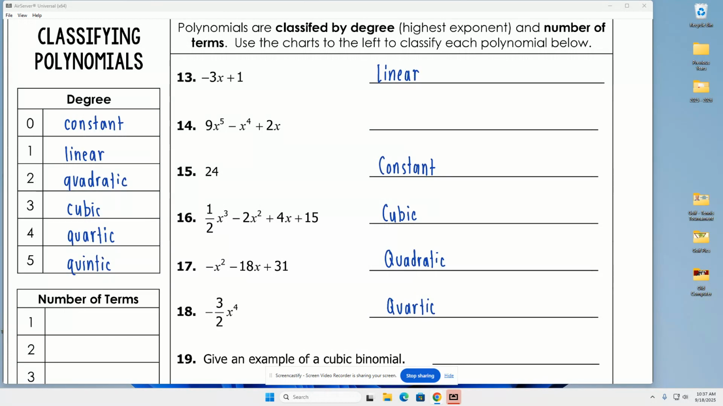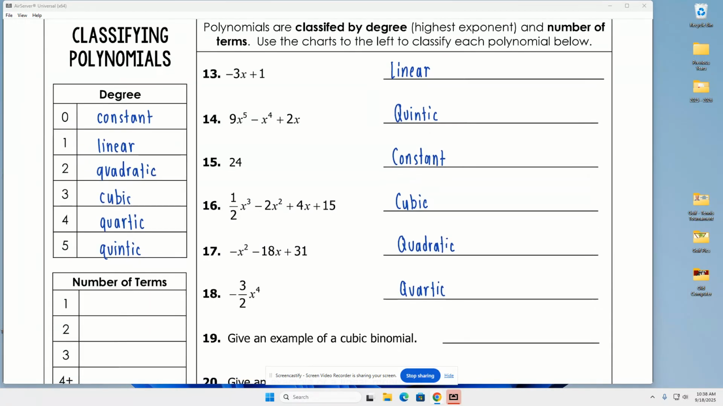Quintic. So yes, see how 14's biggest exponent is a 5? That one is going to be classified as a quintic polynomial. And that's it, y'all. That's all there is. Past 5, we won't classify them by any terminology. In our class, we're not going to get above this, okay? As far as us talking about the classifications.